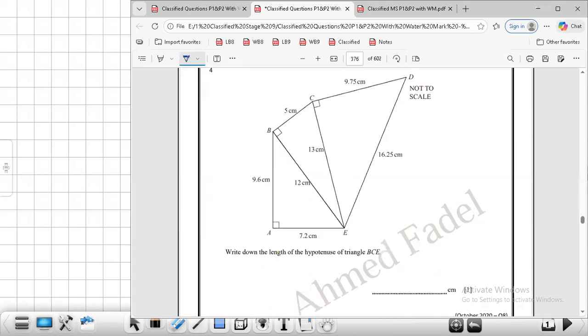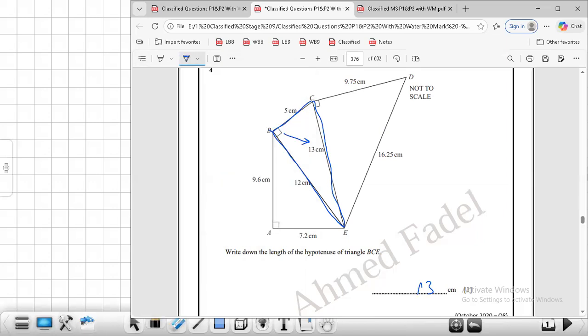Write down the length of the hypotenuse of triangle BCE. Okay, they want this triangle that is in the middle. The hypotenuse is the length of the side that is opposite to the right angle. We learned this. So which is how many centimeters? Which is 13 centimeters. No calculations? No calculations. It is just 13 centimeters.